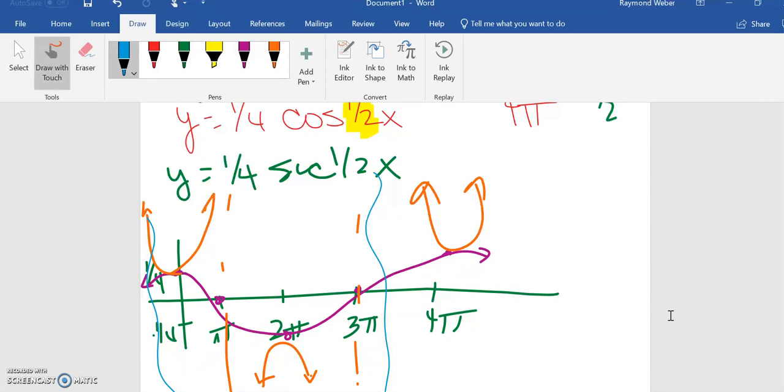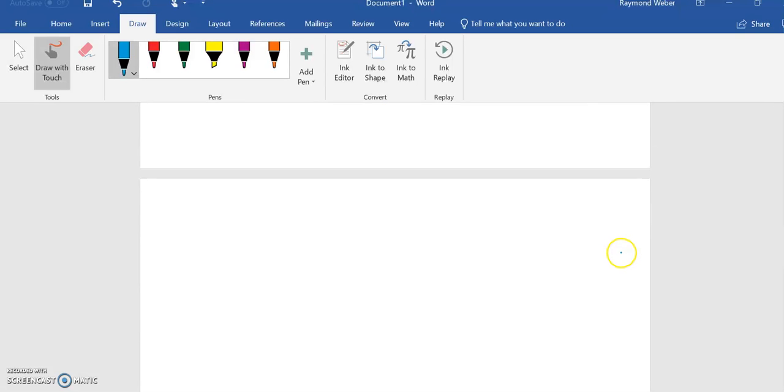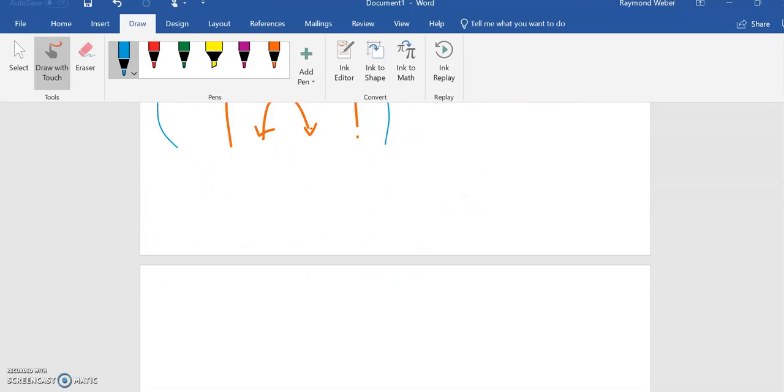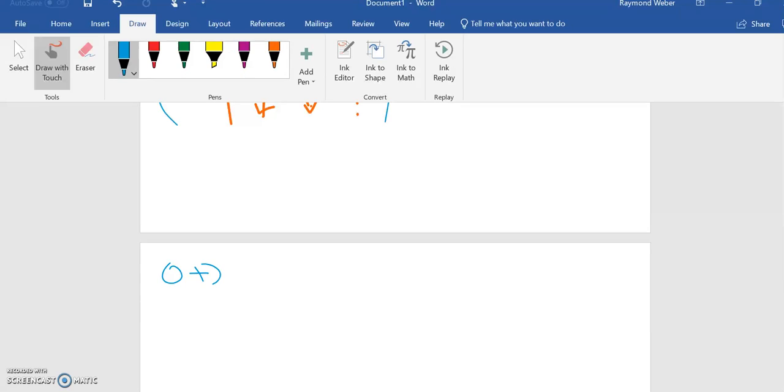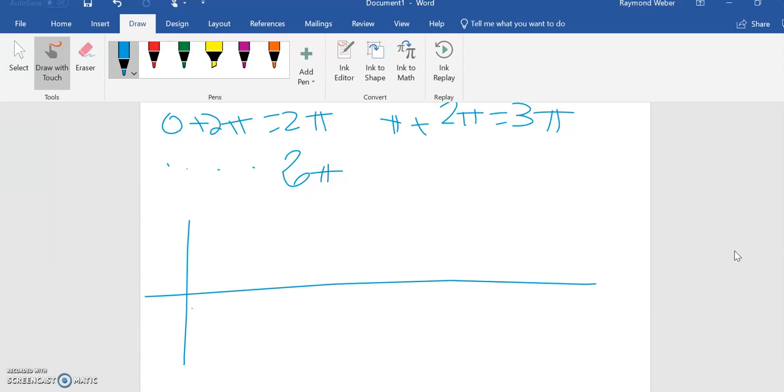Now, from this, I am going to add in my phase shift. What I'm doing on my phase shift is taking each of these original points, 0, pi, 2 pi, 3 pi, and 4 pi, and adding 2 pi. So this is pretty easy. 0 plus 2 pi equals 2 pi, pi plus 2 pi equals 3 pi, and so on. Okay, so I'm actually going to move over, and this is going to go through 6 pi. So when I graph this, I'm kind of making this my jog.